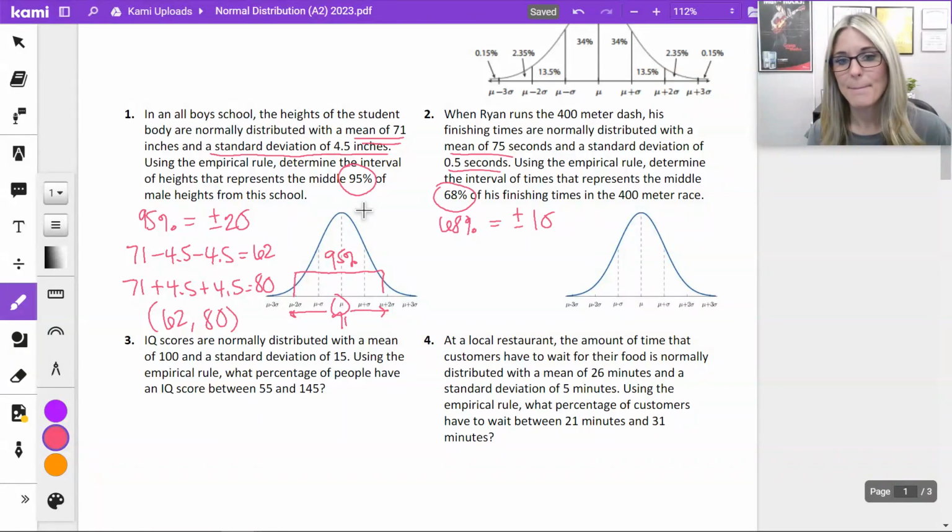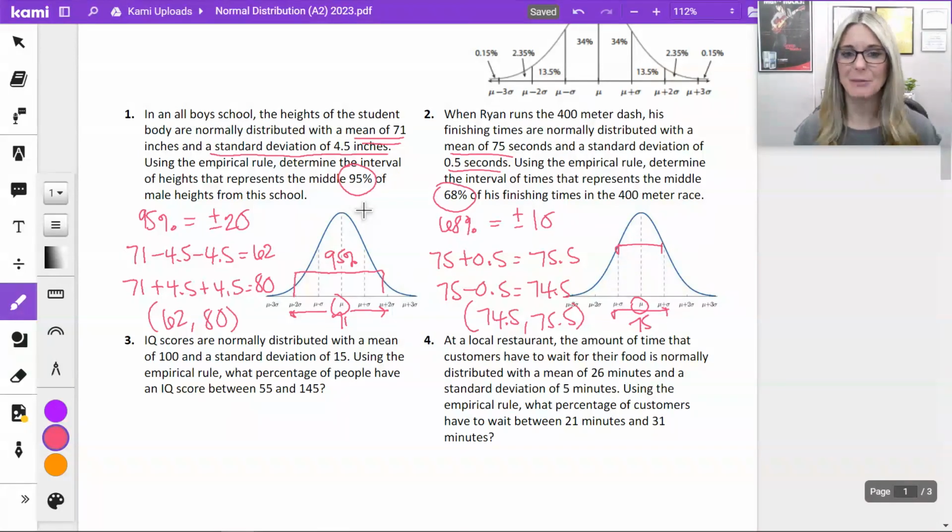They said his mean was 75. We're going to go down one standard deviation and above one standard deviation to show that 68% of the data. His mean was 75. Let's add 0.5, and we're also going to subtract 0.5 to give me the upper and the lower. We have 75.5 as his upper interval, and then 74.5. So to show that, we have (74.5, 75.5) would represent Ryan's 68% of his finishing times.